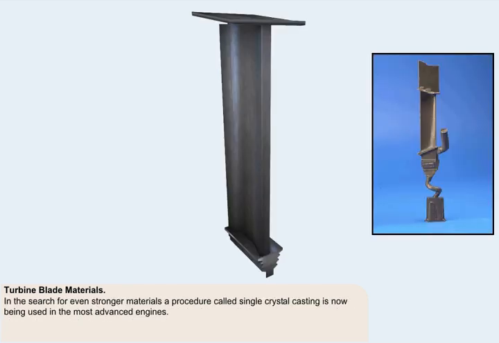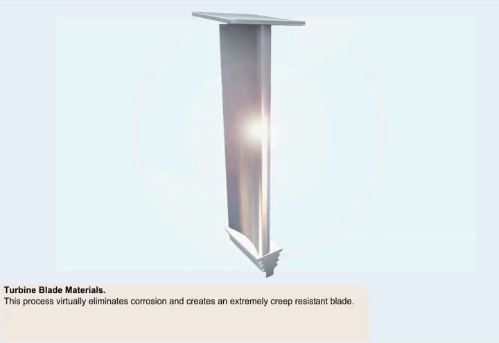However, in the search for even stronger materials, a procedure called single crystal casting is now being used in the most advanced engines. This type of blade has been directionally solidified via a spiral selector, which permits only one crystal to grow in the blade. This process virtually eliminates corrosion and creates an extremely creep-resistant blade.